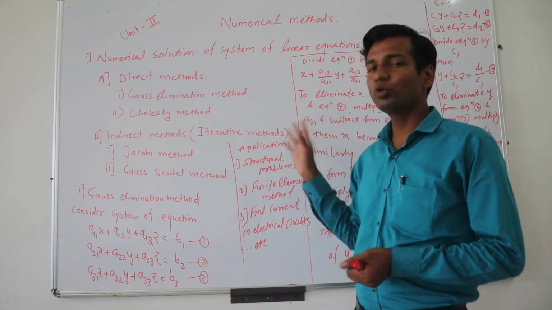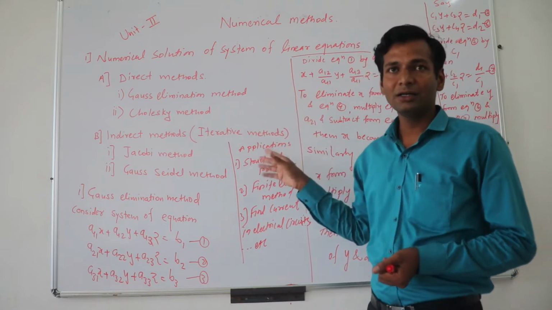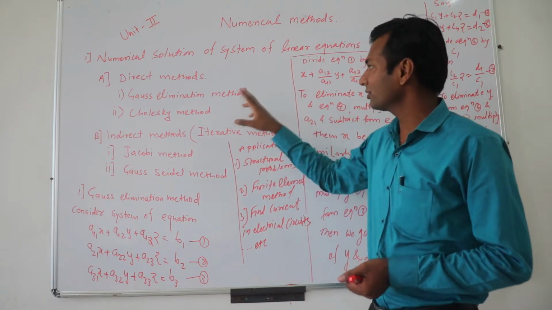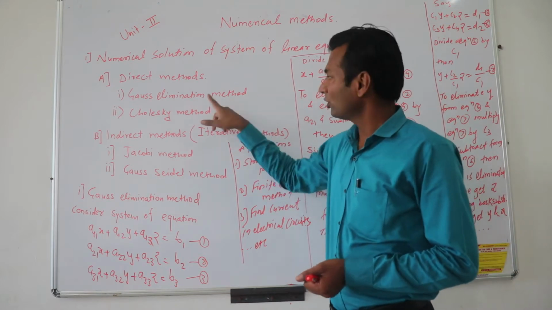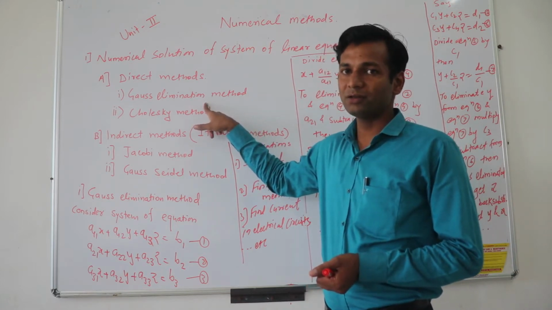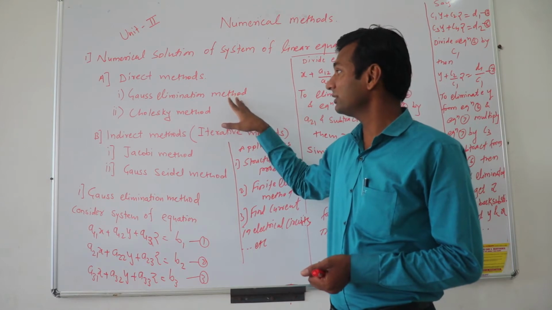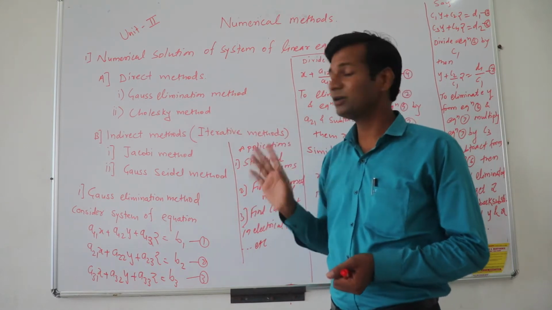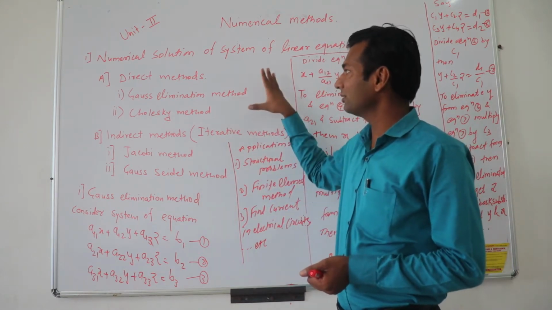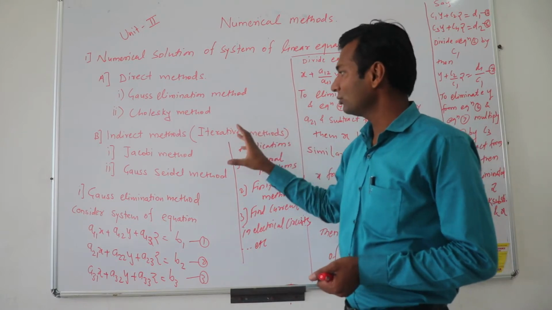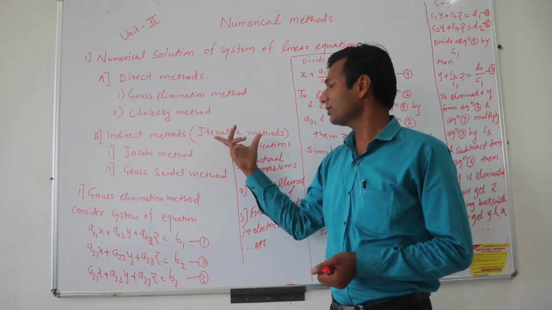Now there are some new methods. Some are direct methods, some are indirect methods. The direct methods are the Gauss elimination method, which you also know, but in this unit you have to solve it in a unique way, and second, the Cholesky method. These are two direct methods. Then two are indirect methods. Indirect methods mean iterative methods.